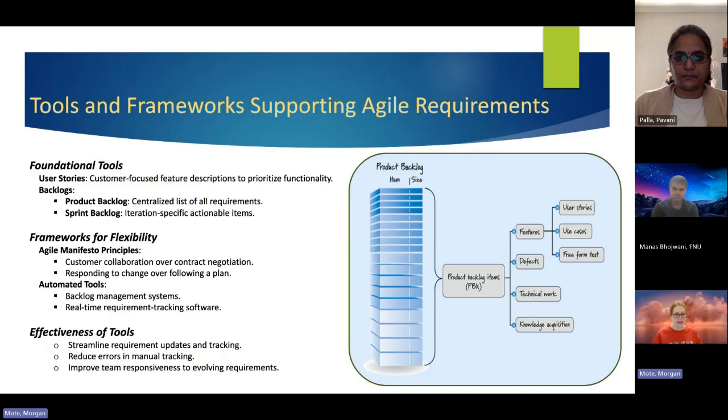The sprint backlog, on the other hand, is a subset of the product backlog. It focuses on specific tasks and goals for a particular iteration or sprint, providing the team with a clear direction for short-term execution. And managing backlogs effectively is crucial to Agile's adaptability. This is where automated tools like Jira, Azure DevOps, and other backlog management platforms come into play. And these tools streamline the process by providing real-time updates, tracking changes, and offering visual representations such as Kanban boards or Gantt charts.